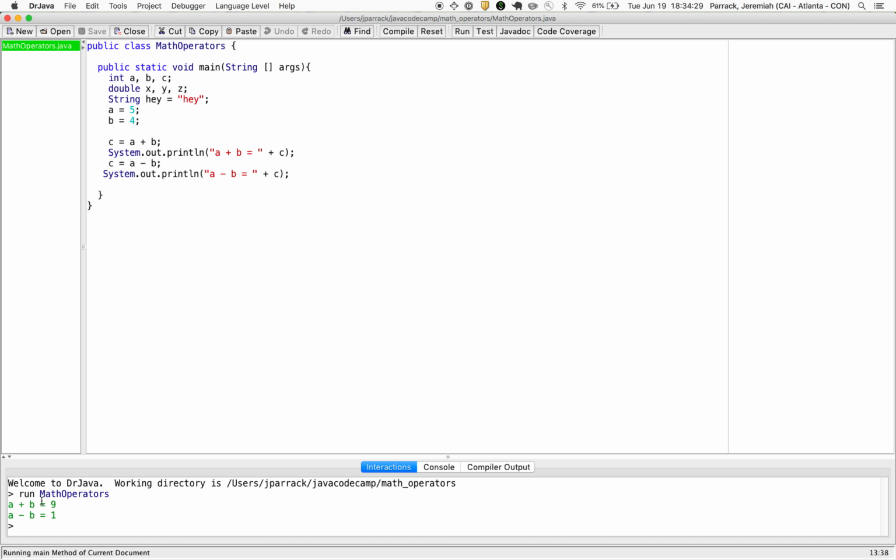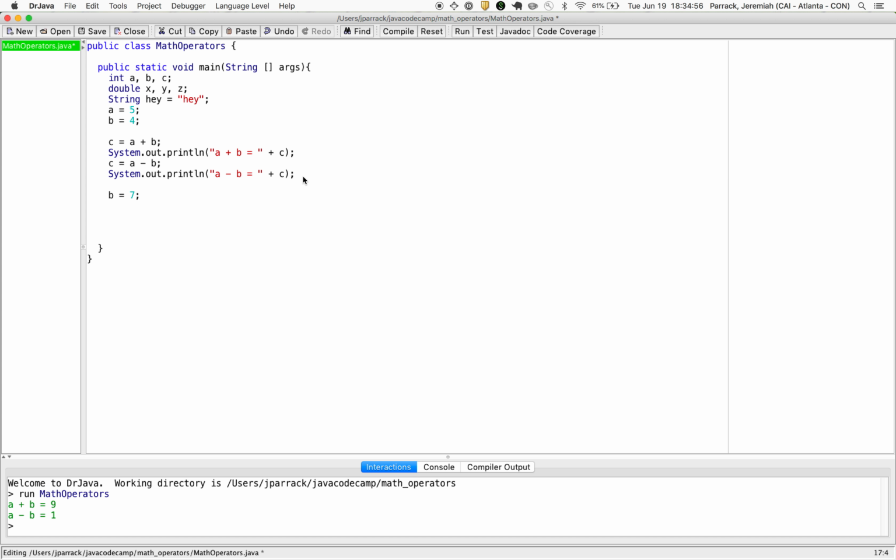Okay, let's run it. And great, A plus B equals 9, and A minus B equals 1. Super. So now let's talk about multiplying and dividing. All right, I'm going to throw a little wrench in this one too. I'm going to say B equals 7.